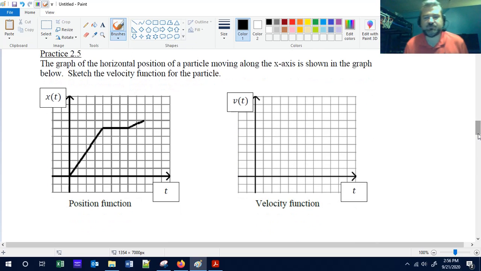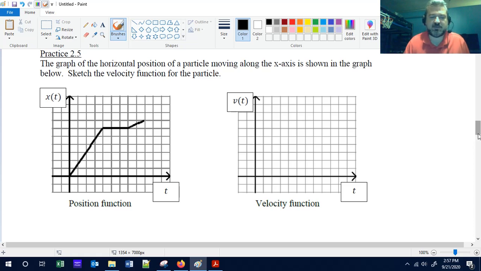All right, so since we're talking about these kinds of things, let's go ahead and nail down this relationship between the derivative and the original position function. The graph of a horizontal position of a particle moving along the x-axis is shown in the graph below. Sketch the velocity function for the particle. Remember a second ago when I said that we're only going to look at motion that's either straight up and down or left and right. So it's a little bit weird, this idea that my position function is a function of how far something is left and right, but I'm mapping how far right or left it is on the y-axis.